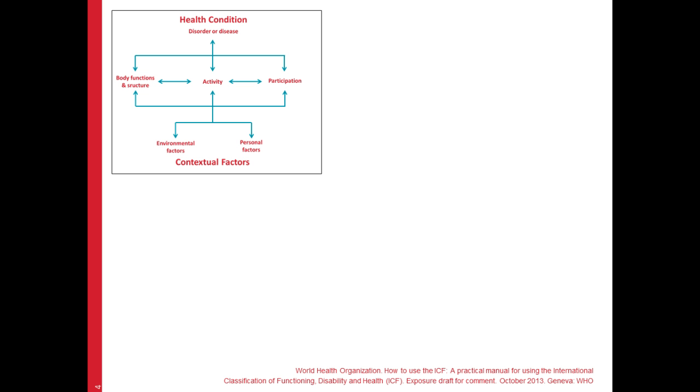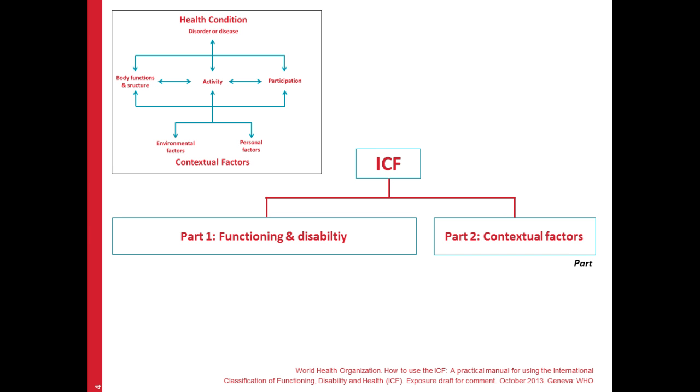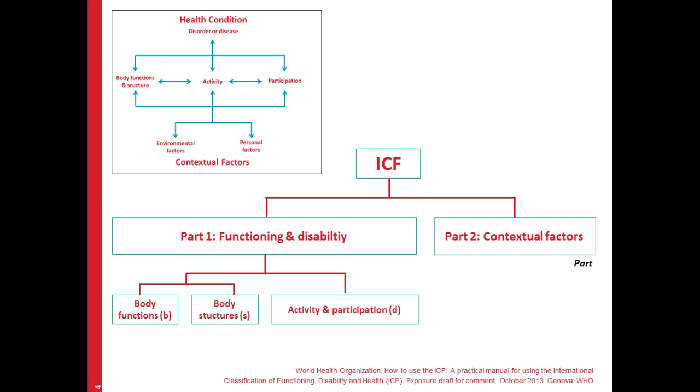Although the model is not perceived as hierarchical, the different aspects of the model are seen simply as interacting with each other. The classification system does have a hierarchical structure. It's divided into 2 parts. Within functioning and disability, body functions and structures are separated out so that codes describing function are prefixed by a B and those describing structures by an S. Activity and participation, on the other hand, are grouped together with codes prefixed by the letter D.